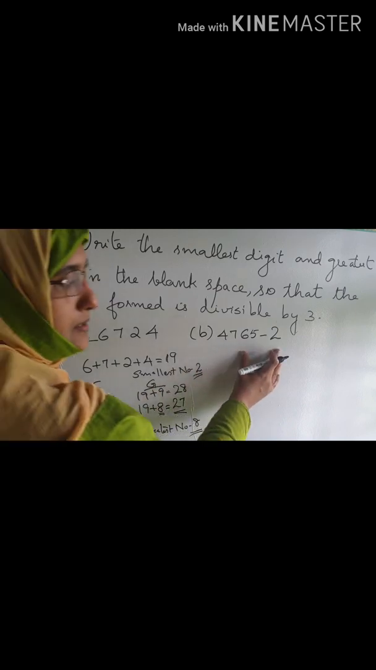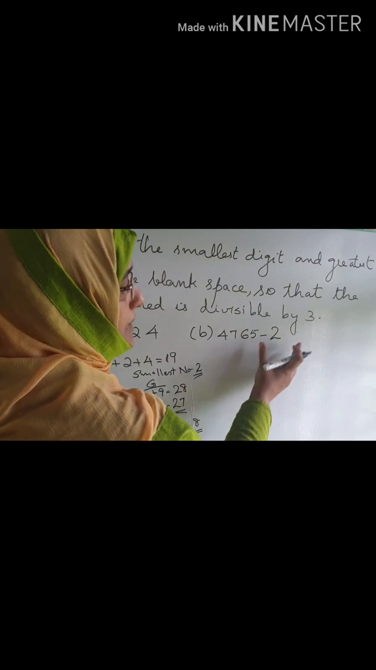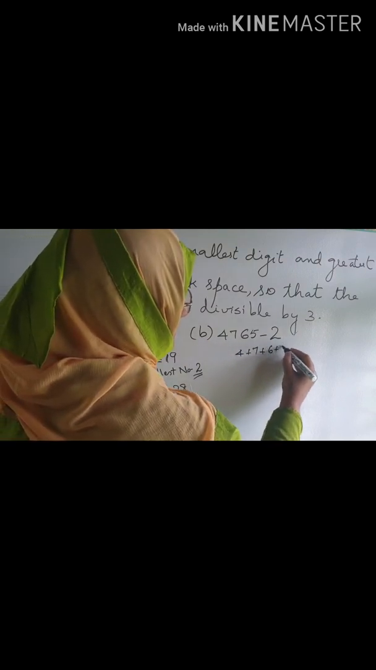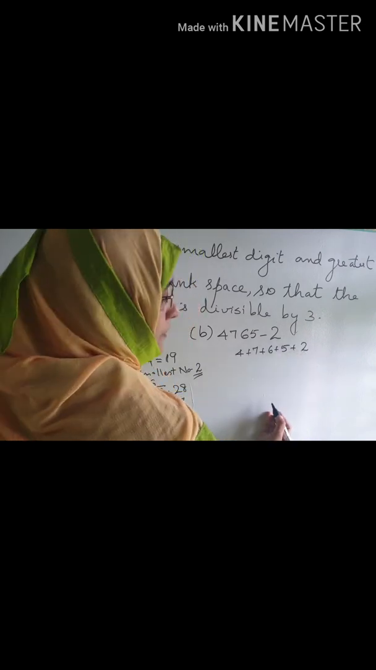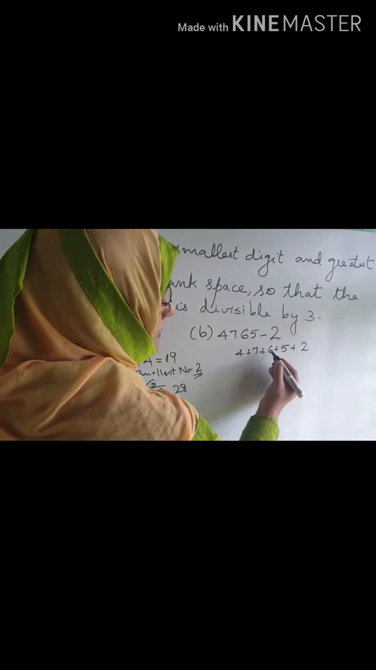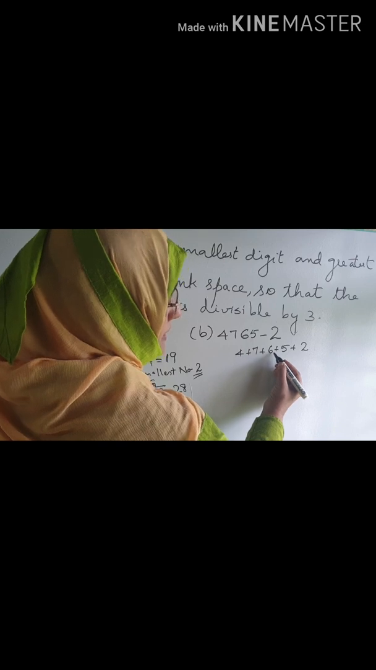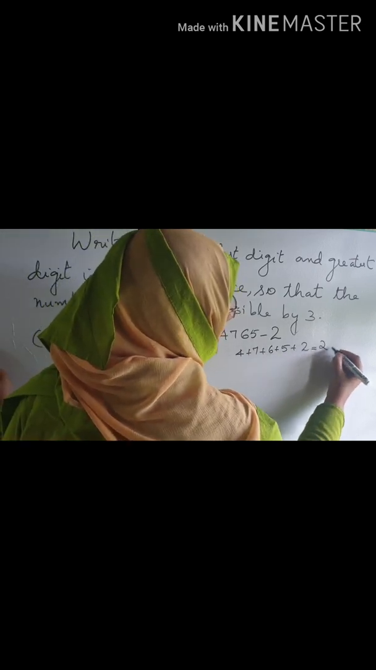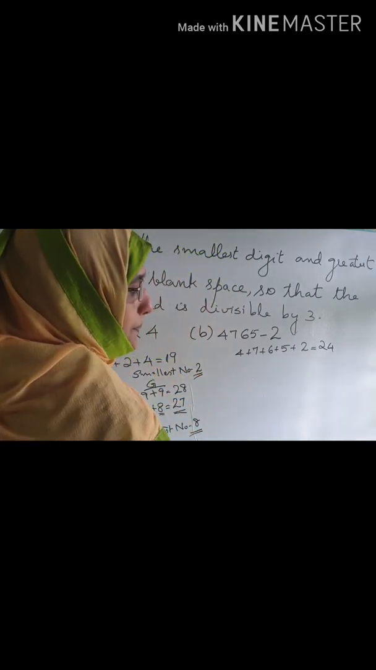So one more question is there. We will do that. What is the first step? Add the given numbers. 4 plus 7 plus 6 plus 5 plus 2. Add it. 4 plus 7, 11. 11 plus 6, 17. 17 plus 5, 22. 22 plus 2, 24. See?